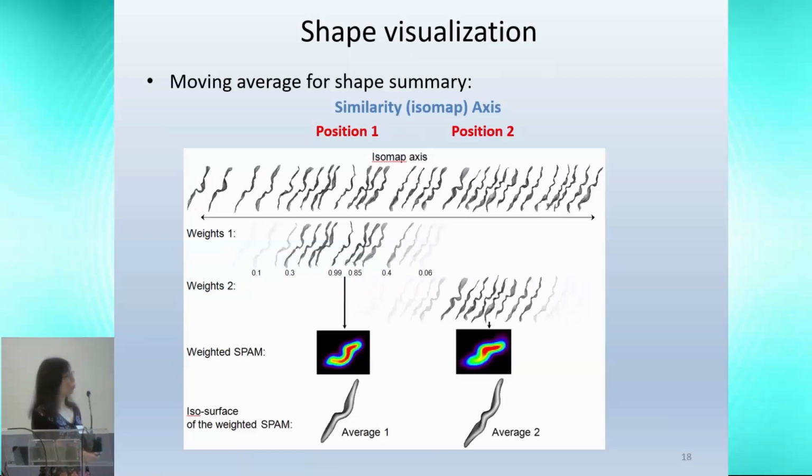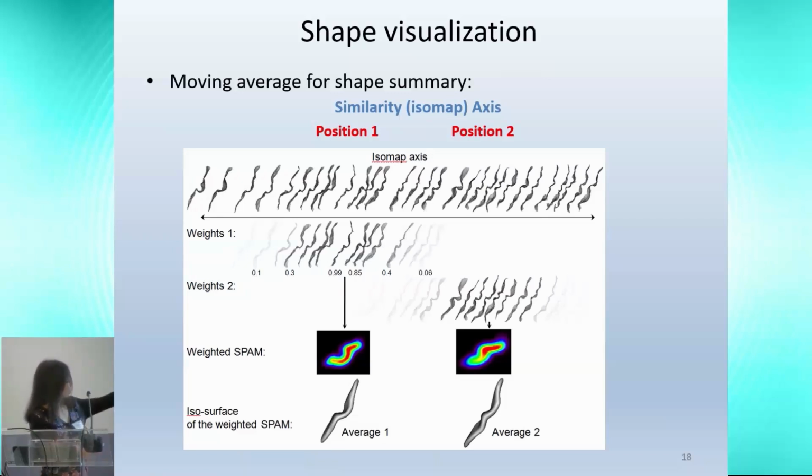And to be able to really look at the shape, we do a simple average shape, which at position 1 or 2, we make a weighted average. And we make an image that's averaged, and then we make a mesh out of it, so that we can observe the shape at a particular place on the axis.